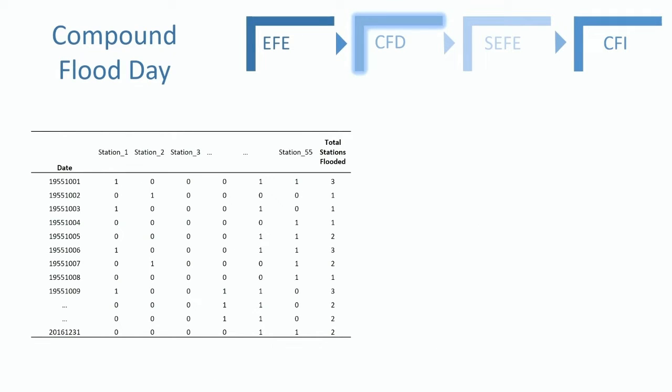Now that we have our 1s and 0s to indicate, okay, there was a flood on this day, there was no flood on these other days, we want to consider all stations and see how many of them had floods on each day throughout the time series. This is how we get our compound flood days.